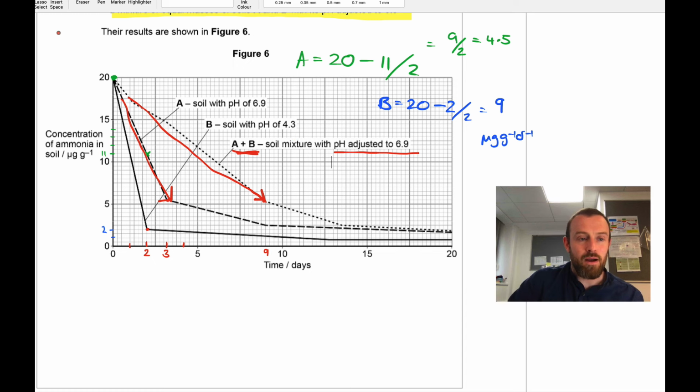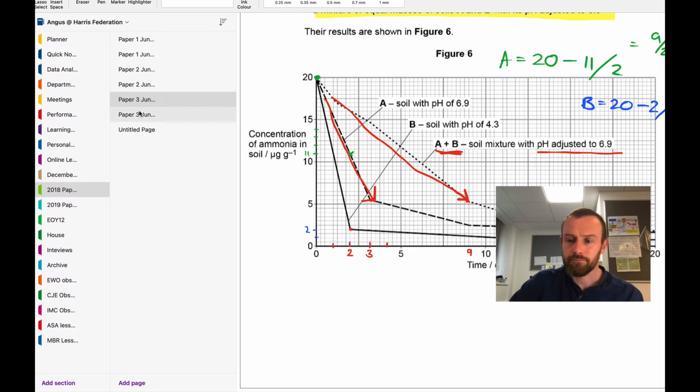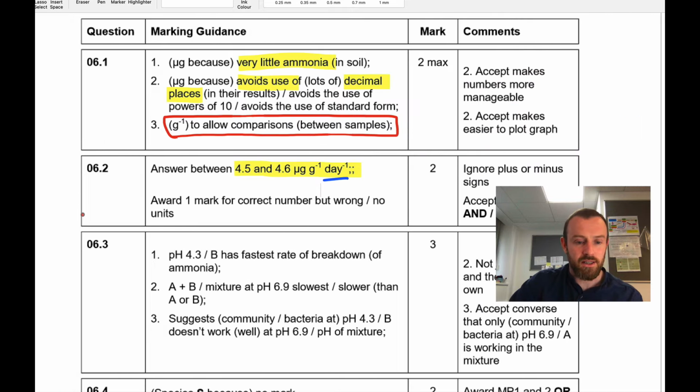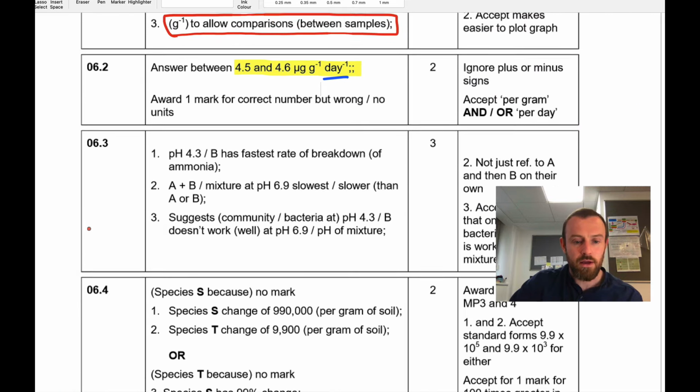So how would I write that? I would write it something like that. Let's see what you get marks for.